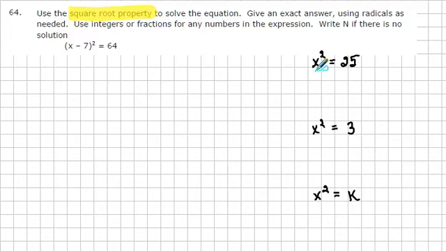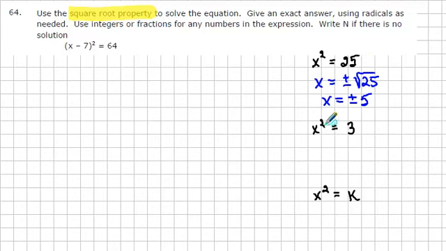However, we need to think about the negatives as well. Negative 5 times negative 5 is also equal to 25. So what are the solutions to this equation? Well, the solutions are all the square roots of 25. And 25 has two square roots. So the solutions to this equation are x is equal to both the positive and the negative square root of 25. The square root of 25 is 5, so we can simplify and get x is equal to plus or minus 5. So both 5 and negative 5 are the solutions to this equation.